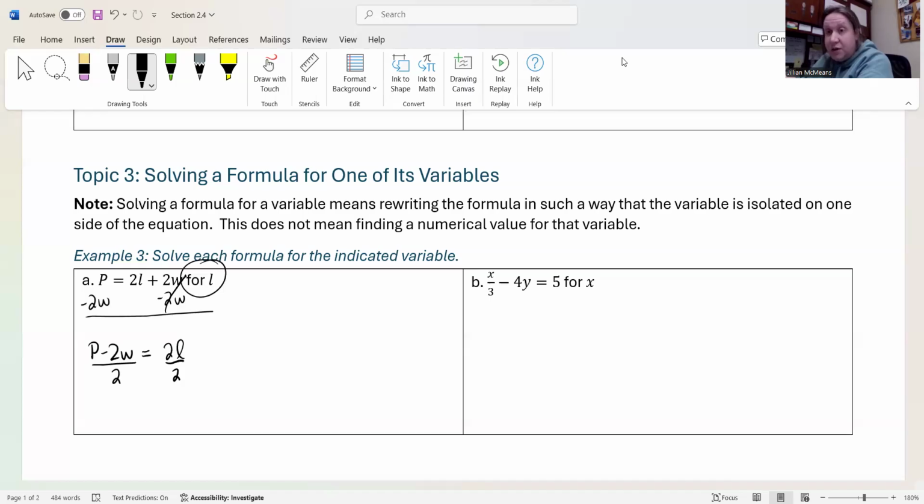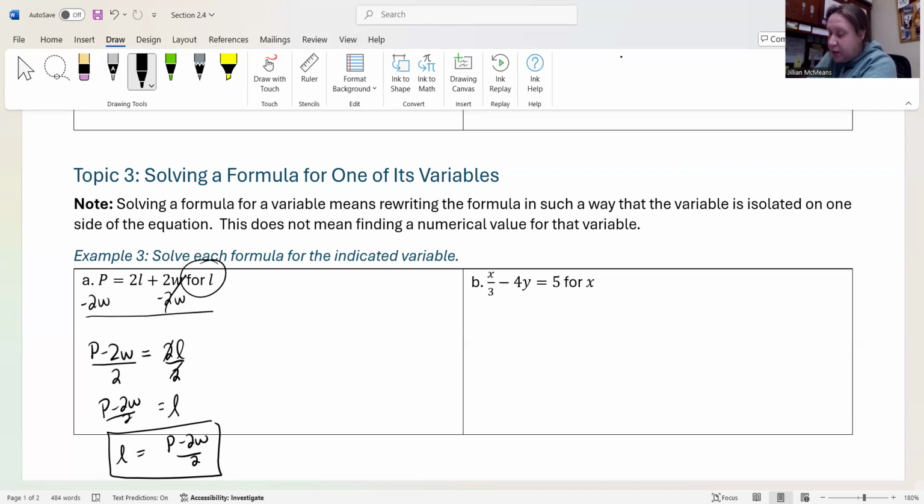Well, if I divide 2L by 2, 2 divided by 2 is 1. We get really lazy and we say, oh, the 2's cancel, and that leaves me with a single positive L. And then on the left, I just have P minus 2W divided by 2. So I would rewrite that as L equals P minus 2W divided by 2. That is one perfectly acceptable way to write this. Sometimes you will simplify this further, okay?